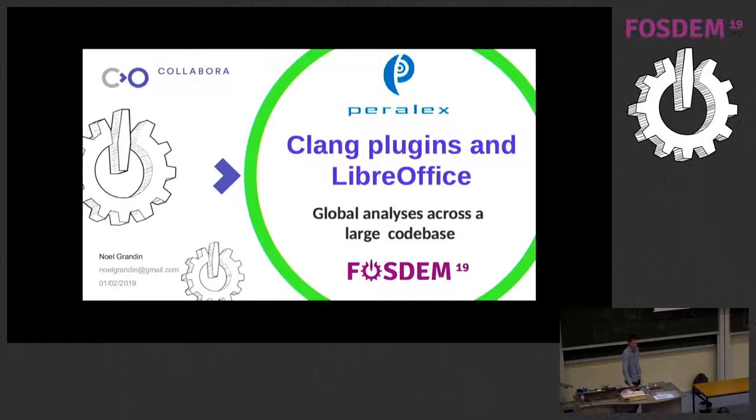This is actually going to be an update on my last talk, which was about global analyses across a large code base. So what I'm going to be talking about largely today is the things I've been busy with in Clang plugins since the last time I was here. To give you some context, I largely write Clang plugins for LibreOffice, and that means that I build little pieces of code that plug into the Clang compiler. They make use of the Clang AST APIs, and they enable us to implement various verification checks and to do some large-scale rewriting across our code base.